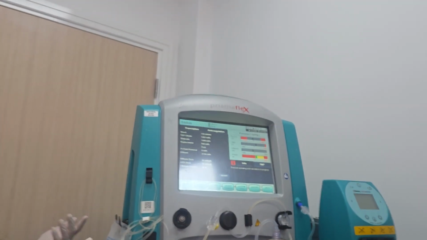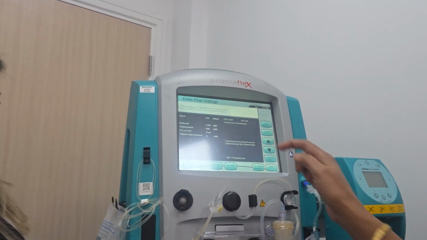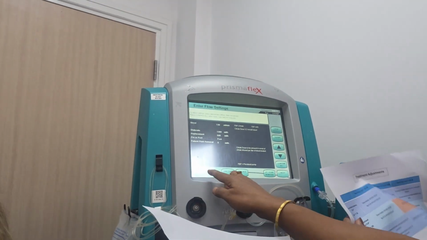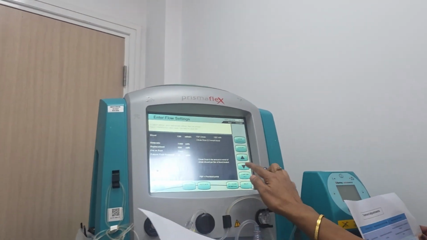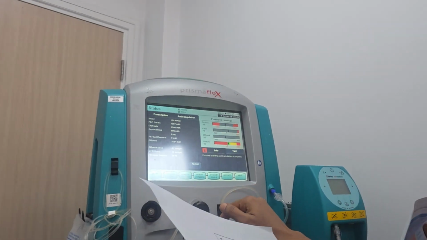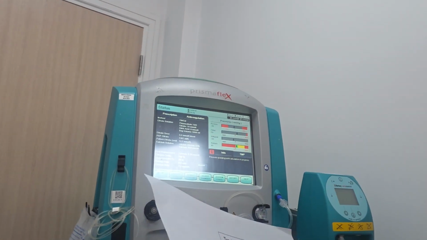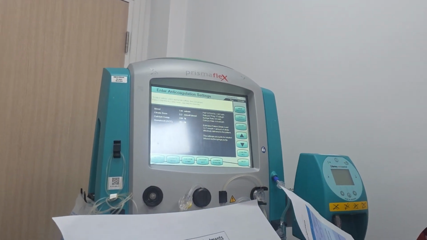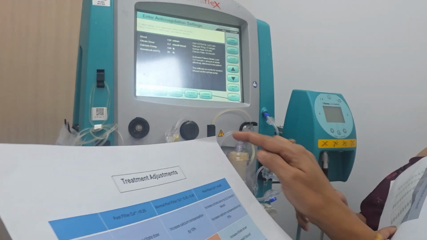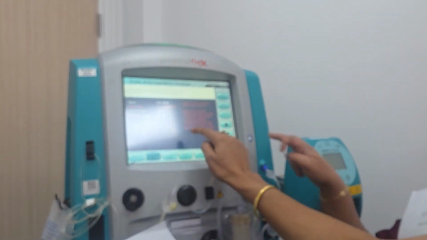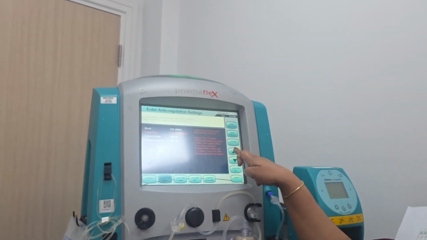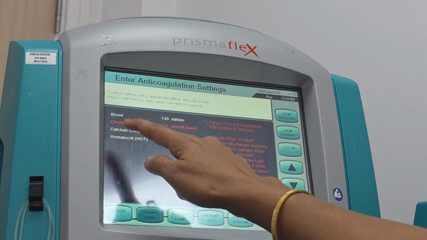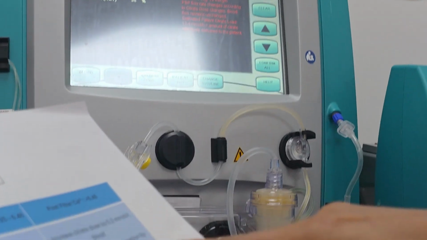Citrate dose of 0.2 millimolar. No need to adjust. Okay, increase citrate dose. Go back. Then anticoagulation. Go to anticoagulation, then adjust. Just increase the citrate dose by 0.2. Citrate dose, second one, 0.2, 3.4. Yes. Okay, and then calcium compensation.